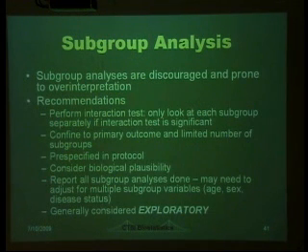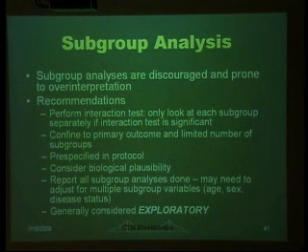Subgroup analyses in general are discouraged because they're prone to overinterpretation of significant or non-significant findings. General recommendations about subgroup analyses: perform the interaction test, okay, and only look at each subgroup separately if that interaction test is significant. You want to confine your subgroup analyses to primary outcomes. You want to limit your number of subgroups. If you start doing subgroup analyses and you start doing it on multiple secondary outcomes, then you're just drastically increasing your multiple testing issue.